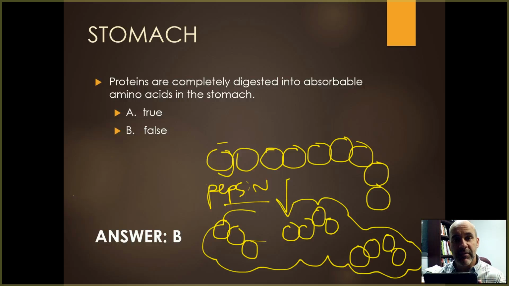And then finally you have what they call the brush border enzymes that are sitting along the membrane of the intestine lining cells itself, the cells that line the small intestine. And those enzymes finally chop these things up into individual amino acids and allow you to absorb them through the lining.